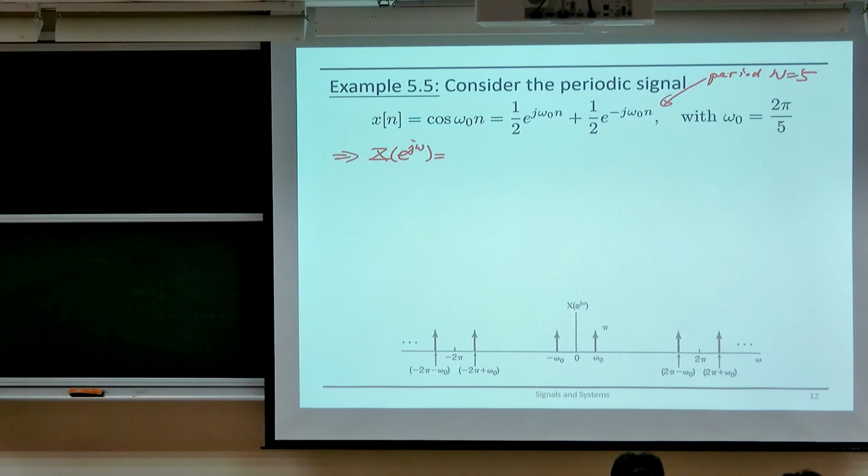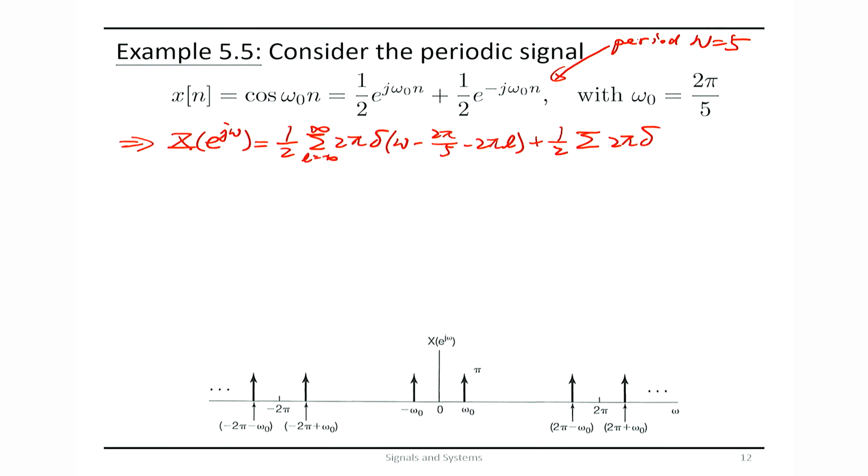So you have two complex exponentials, and each one gives you a separate pulse train. This one gives you the summation over l from minus infinity to infinity of 2 pi delta(omega minus 2 pi over 5 minus 2 pi l). And the second one gives you, again, the summation of 2 pi delta(omega plus 2 pi over 5 minus 2 pi l).